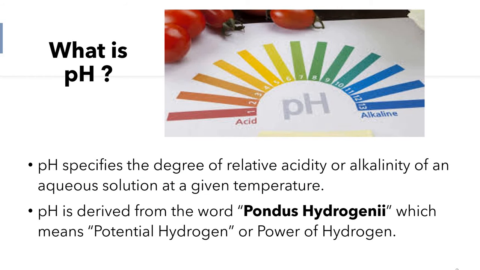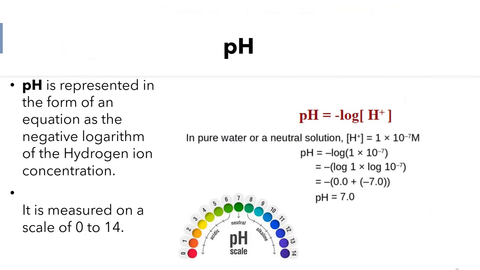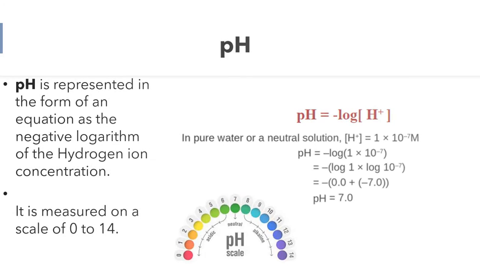What is pH? pH specifies the degree of relative acidity or alkalinity of an aqueous solution at a given temperature. pH is derived from the word pondus hydrogeni, which means potential hydrogen or power of hydrogen. pH is represented in the form of an equation as the negative logarithm of the hydrogen ion concentration. It is measured on a scale of 0 to 14.